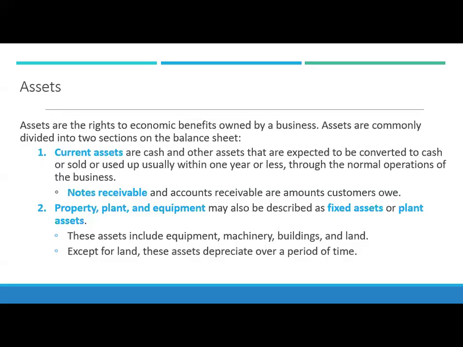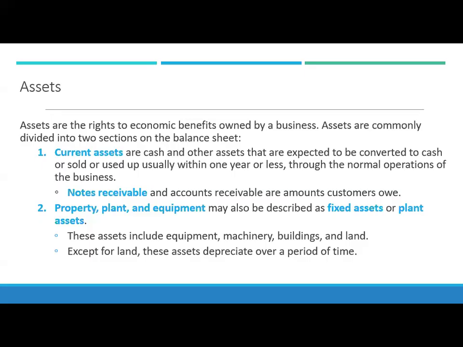And then property, plant, and equipment may also be described as fixed assets or plant assets. That's equipment, machinery, buildings, and land. They depreciate over time with the exception of land. Land does not depreciate. And so if there's a building on land, then the values are separated, right? And they're listed out separately so that the building can be depreciated, but the land remains the same value.